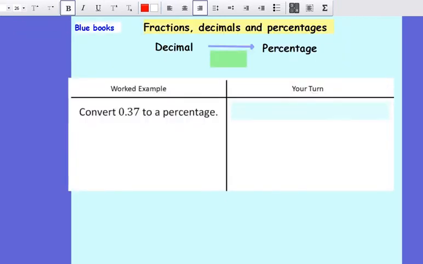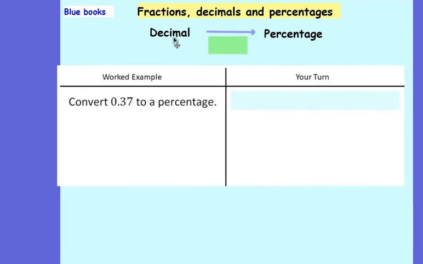So dark blue books out for me, Year 7. Can I have the title Fractions, Decimals and Percentages? And underneath, we're going to look at converting, to start with, a decimal to a percentage. And to do this, we multiply by 100. So please write that in your dark blue books, and then pens down and eyes on me. I'll do an example, and then you're going to do an example.